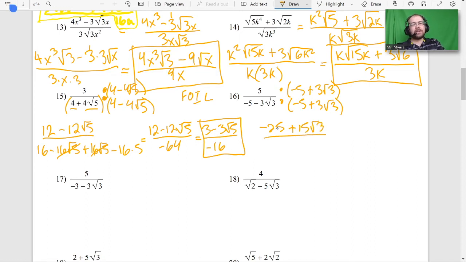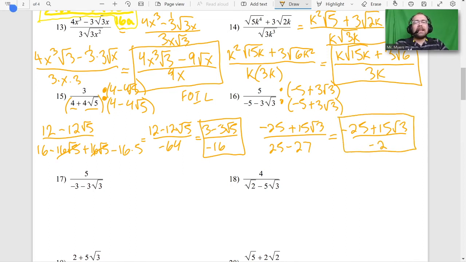So first times the first, 25. Last times the last, that's going to be minus 3 root 3 times 3 root 3. Okay, what is that? Well, 3 times 3 is 9. Root 3 times root 3 is 3. 3 times 9 is 27. Whew. All right, so that's going to simplify to negative 25 plus 15 root 3 over 25 minus 27 is negative 2. Right? And that's as far as we have to go.